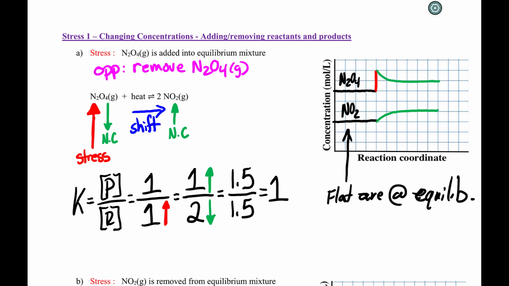Okay, now this isn't done perfectly in terms of ratios. It's just a sketch. Technically the NO2, because there's a 2 to 1 mole ratio of them, should move up double what the N2O4 is doing, but it's just a general sketch to give you an idea of how this works. So the flat line represents at equilibrium. I can put my red line in to represent the addition of N2O4, and then I essentially just do whatever my green arrows are doing afterwards. The N2O4 is going down and the NO2 is going up.